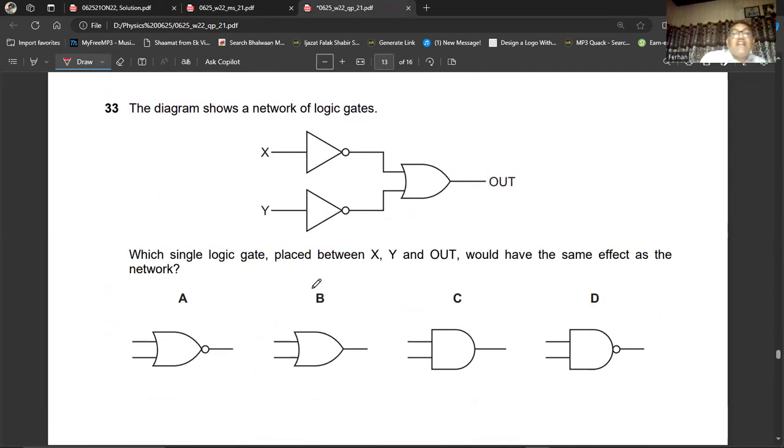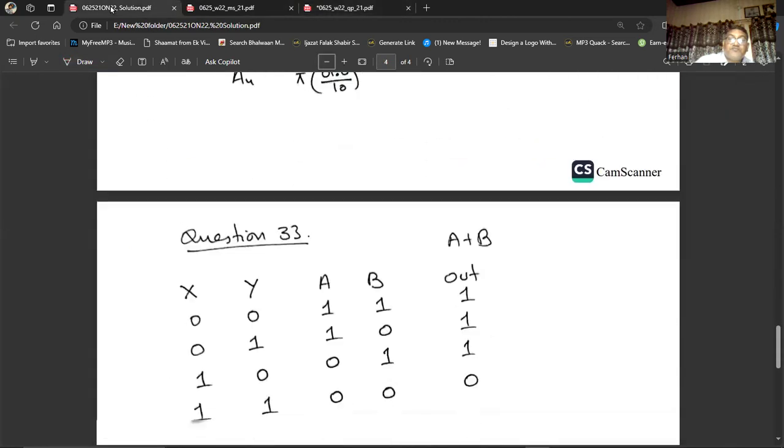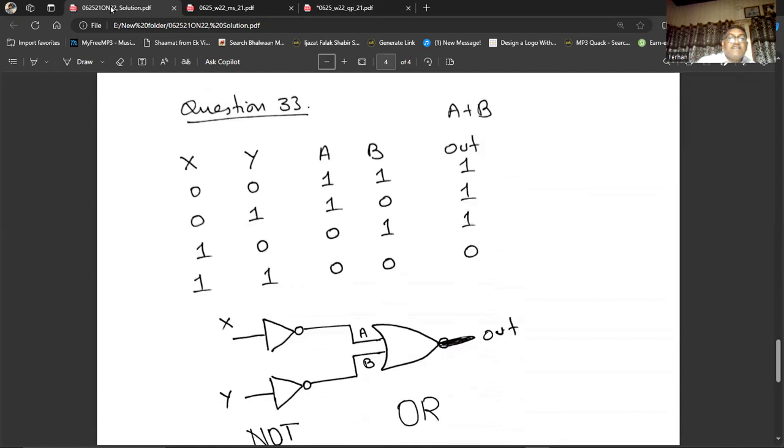The diagram shows a network of logic gates. So this is a NOT gate, this is a NOT gate, and this is an OR gate, and here we have the out, and the inputs are X and Y. So what I will do, I will make a truth table. Which single logic gate placed between X and Y and out would have the same effect as the network? Okay, so let me show you. These are NOT gates, and this is an OR gate, and here we don't have that circle.